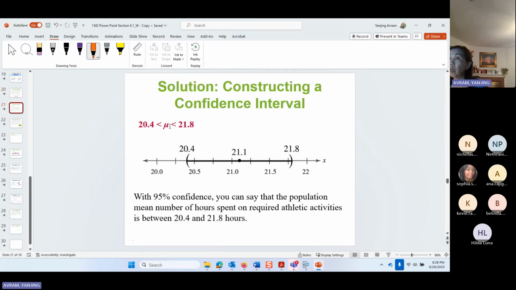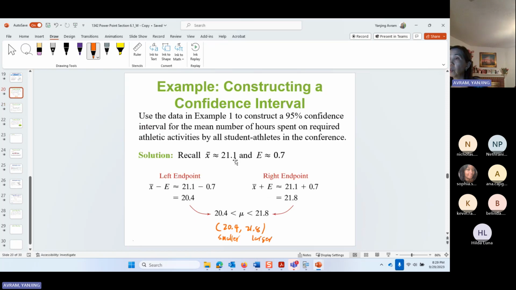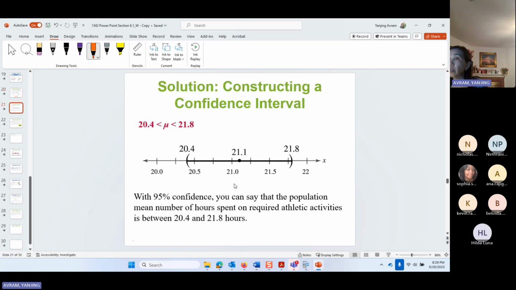All right, so mu is greater than 20.4, less than 21.8, right? So with 95% confidence, you can say the population mean number of hours spent on required athletic activity is between 20.4 and 21.8 hours. And also we have 95% confidence that this interval will include the population mean.